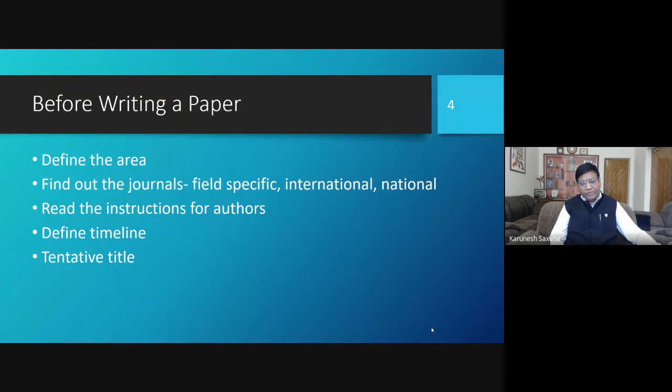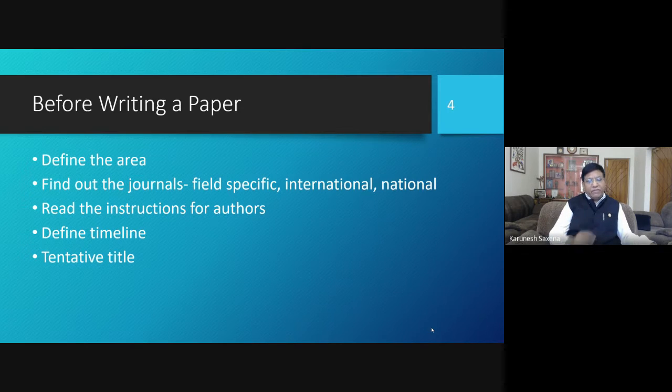I have come across many academicians who have not written papers in double digits, and some of them have not written even a single paper. When I ask them, they say, sir, we start but we can't finish. That is the problem, because they don't do proper planning. Proper planning requires, number one, defining the area. Define the broad area in which you want to write a paper.